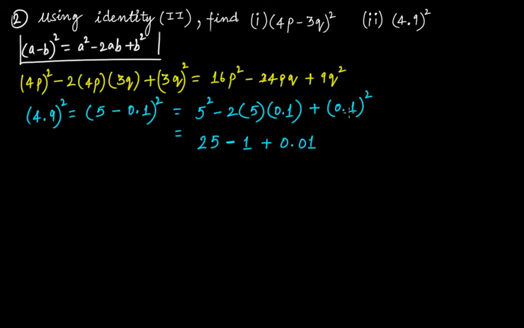If you multiply 0.1 by 0.1, this will give you 1, and since after the decimal you have one digit here, and after the decimal you have one digit here, so put 0 here, so 0.01. Now this is 24 plus 0.01, that is 24.01. This is the answer.